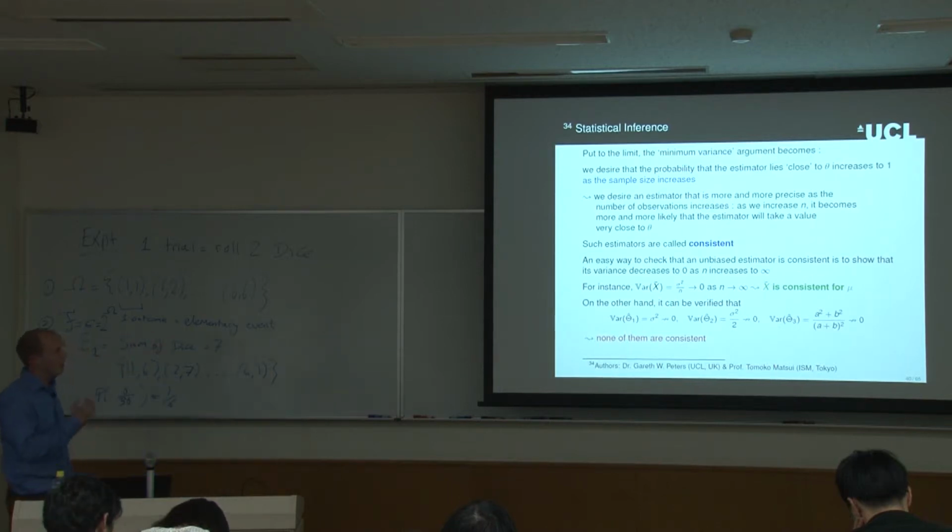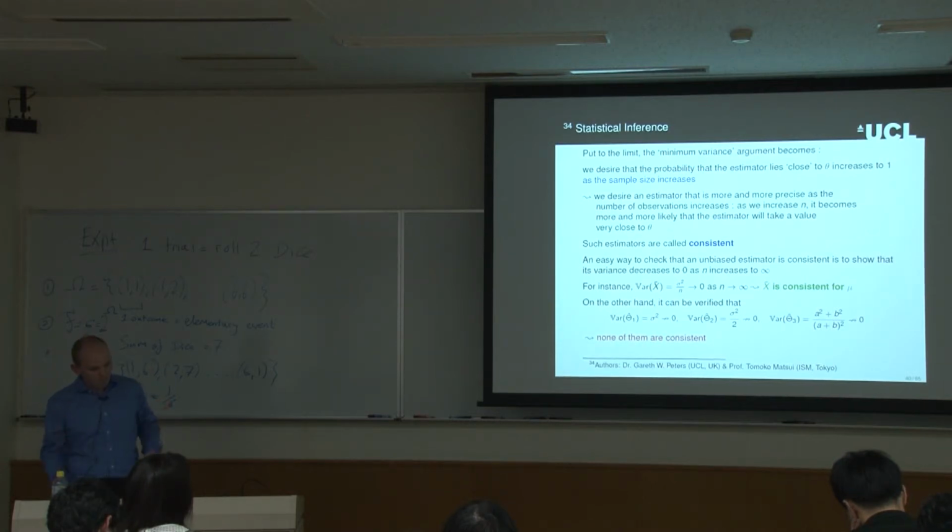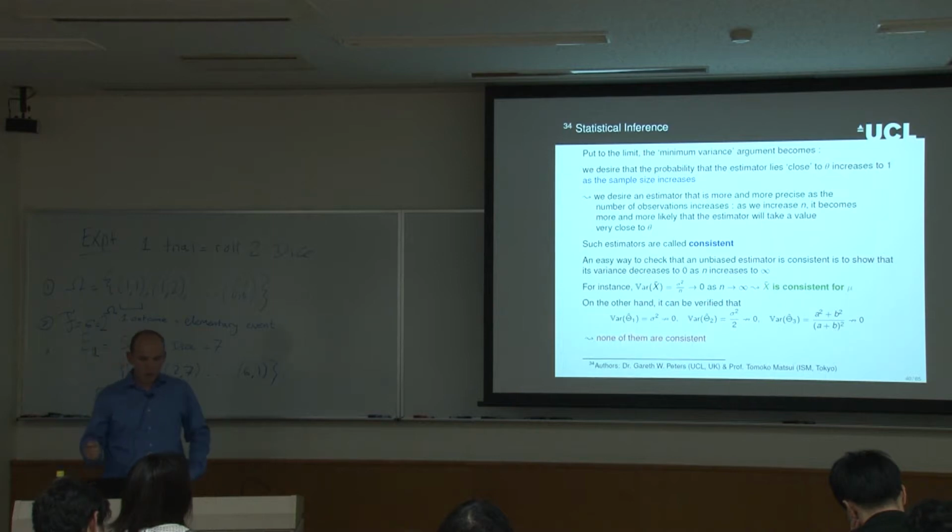Now if we take this concept of estimator variance to the limit, we desire that the probability that the estimator lies close to theta approaches 1 as the sample size increases. As we take more and more samples, the probability that theta hat converges to theta is equal to 1. We refer to this as a consistent estimator. Of course you never have an infinite amount of data, but as n increases, you have this convergence to theta.